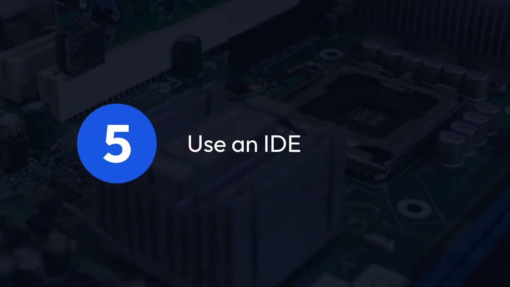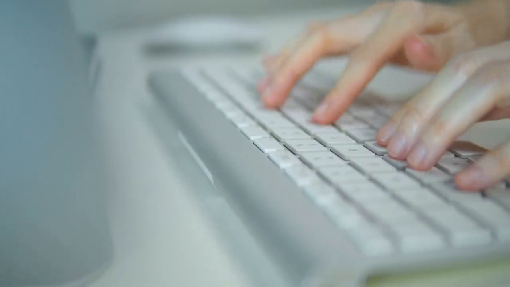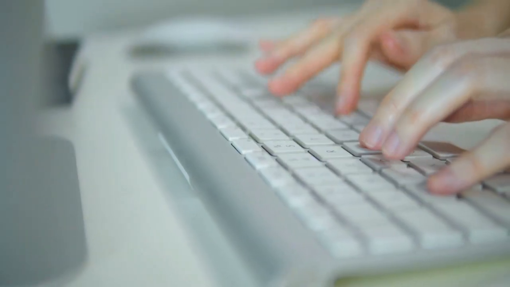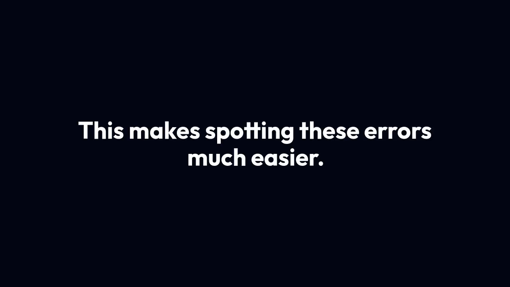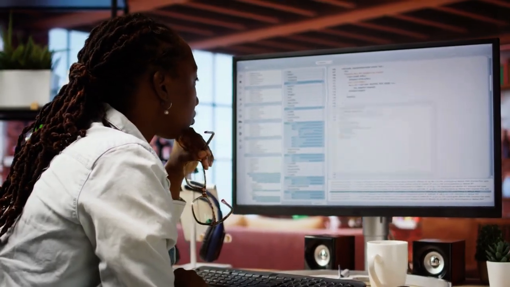Step 5. Use an integrated development environment, or IDE. Most modern IDEs will highlight syntax errors as you type. They can visually show you where the problem might be. This makes spotting these errors much easier. Reading your code aloud can also sometimes help you catch logical flow issues.